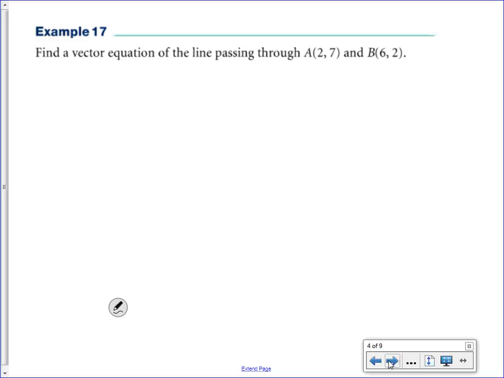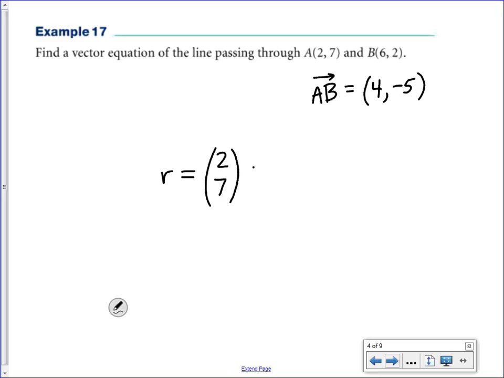Find a vector equation of the line passing through the 2 points, so taking it up a level. So now it's giving us 2 points and asking us to write the vector equation of the line. So the first thing we're going to want to figure out is the direction vector. So the direction vector from A to B, how far do we have to travel in the horizontal direction? +4. In the vertical direction, looks like -5. So that is our direction vector. And so we're ready to write our vector equation of the line. You can use either point that's given that's on it. I use 2, 7, and the direction vector is 4, -5.